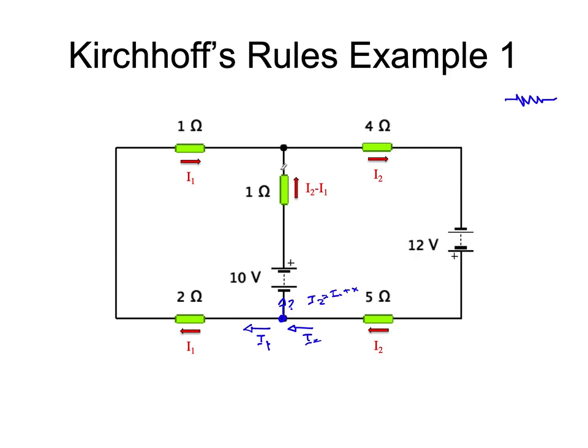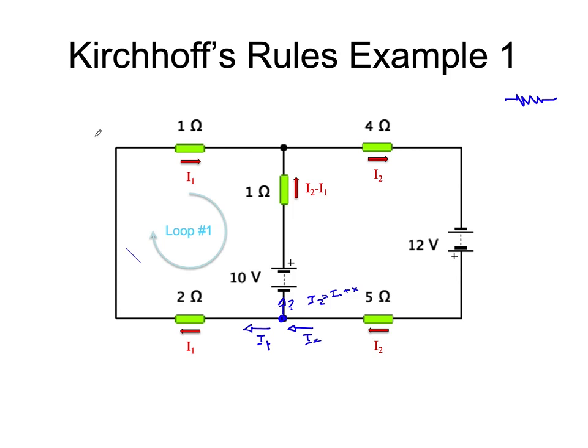Here's a closed loop. That's loop number 1. Here's another closed loop. That's loop number 2. And here's loop number 3. I could just go around the outside of it. But because I only have 2 unknowns, I only need to choose 2 of these 3 loops to be able to solve this. And so I'm just going to choose this as my loop number 1.